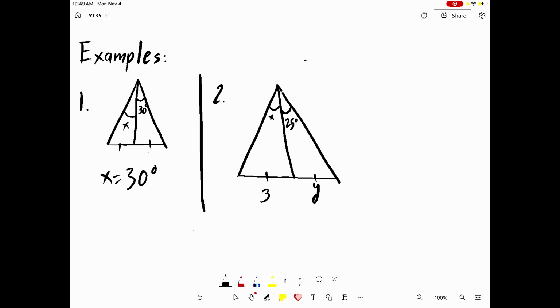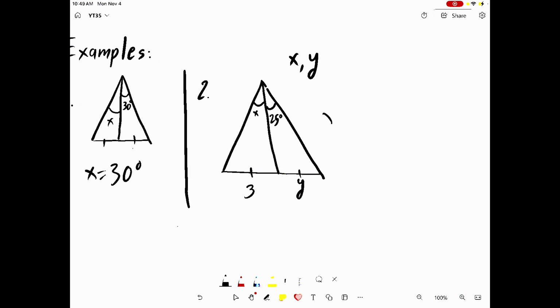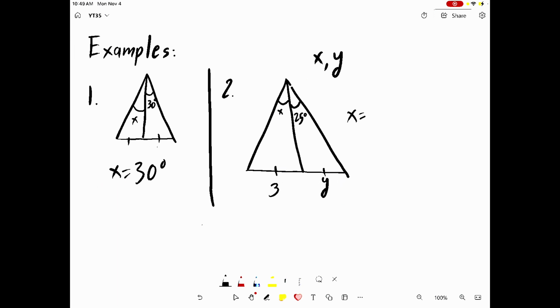Then, for our second example, it is also pretty simple. But instead of just x, we have to find both x and y. So now that we have x and we have the 2 dashes showing that's an equal line, then x must equal 25 degrees because of the theorem. And then since it perfectly bisects, when both sides are equal, y must be equal to 3. Let's move on to the practice problems.